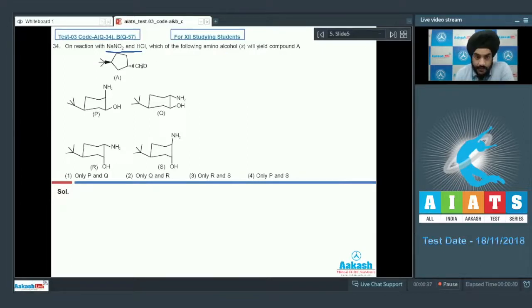So we have a 5-membered ring, and we have to comment on which of these 6-membered rings are going to contract into the 5-membered ring one. So students, if we look at option P now, we have a cyclohexene, and here we have NH2 at the axial position, and we have OH at the equatorial position.